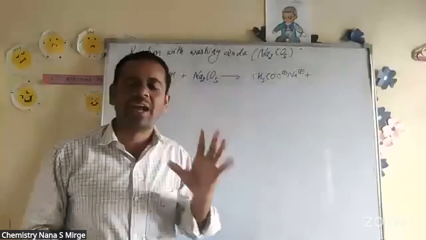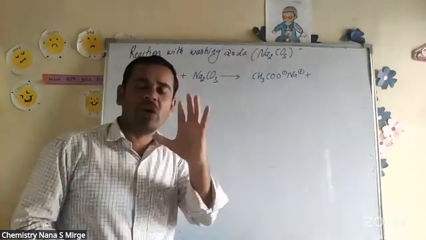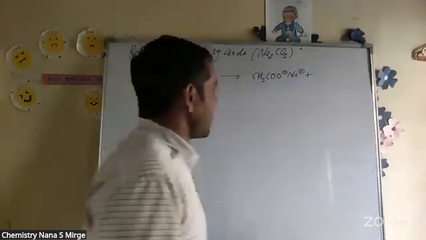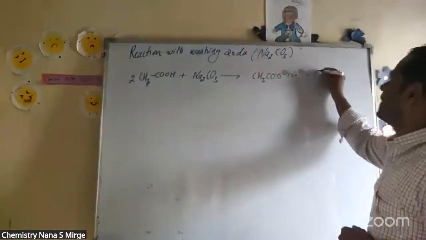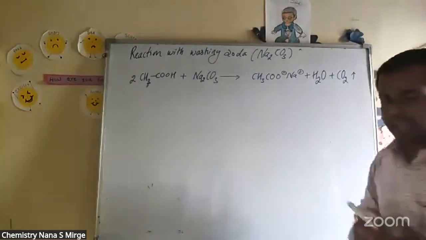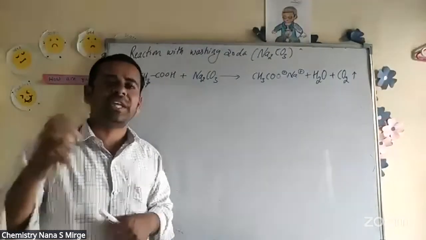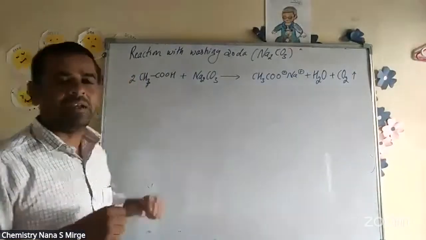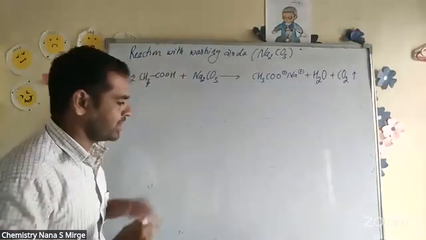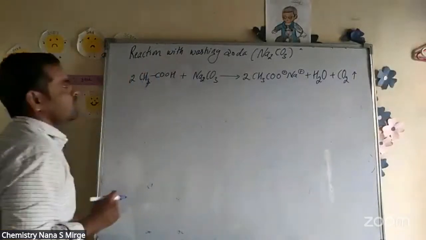Okay, so let's start with the acid reacting with washing soda. Washing soda is the base and this acid reacts with it to form salt and water. H2O is liberated and carbon dioxide gas is liberated. So when washing soda reacts with an organic acid, there is a formation of salt and water, two times CH3COONa.